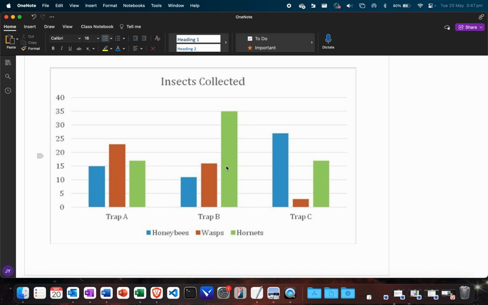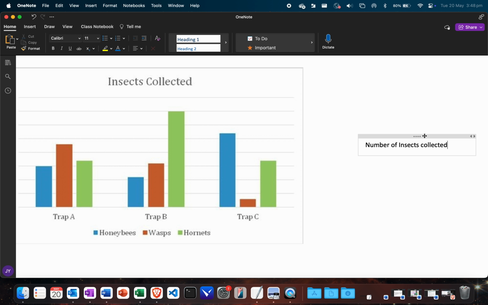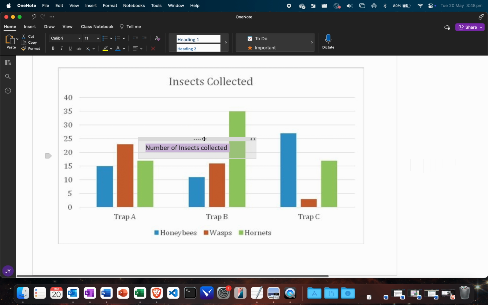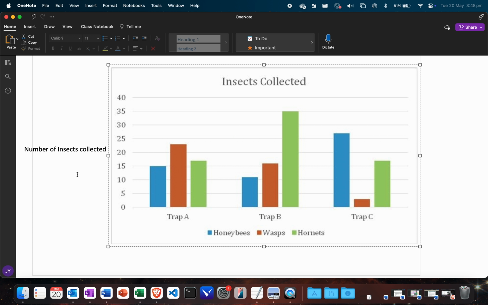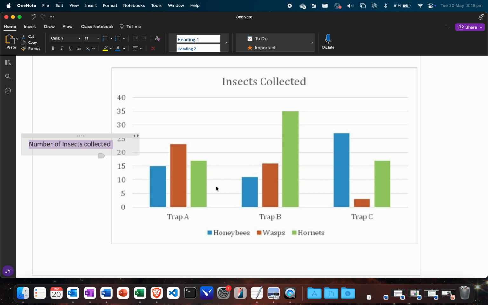Okay, that's all well and good if you have a line graph, but what about if you have column graphs? So once again, we've got an issue with this graph that Mr. Yu needs to fix up. For this one, number of insects collected should be over here on the left. So I'm just going to put this over there on the left.